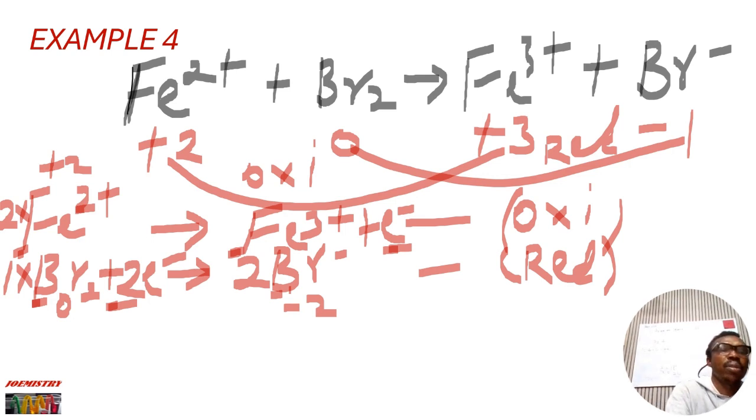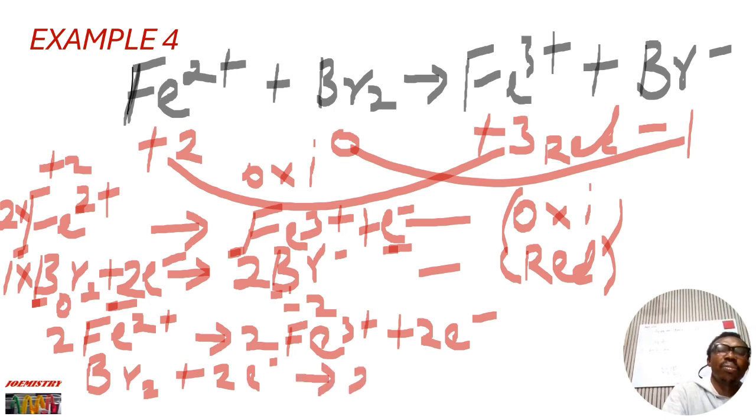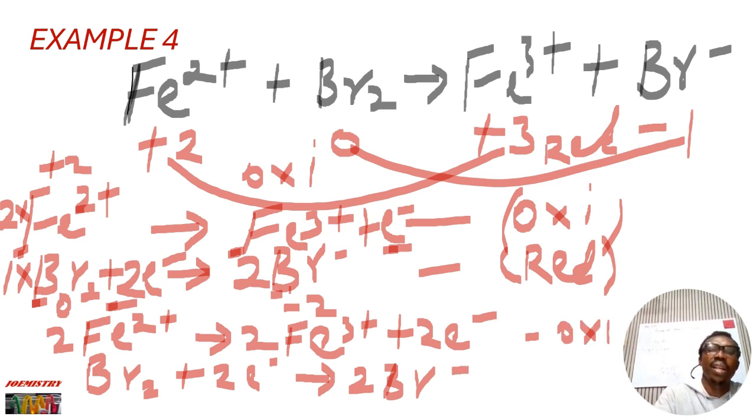So here you will have what? 2 moles of Fe2 plus to give you 2 moles of Fe3 plus, plus 2 electrons. Then here you have bromine, 1 mole of bromine plus 2 moles of electrons to give you 2 moles of bromide ion. So this is the oxidation half cell and this is the reduction half cell.